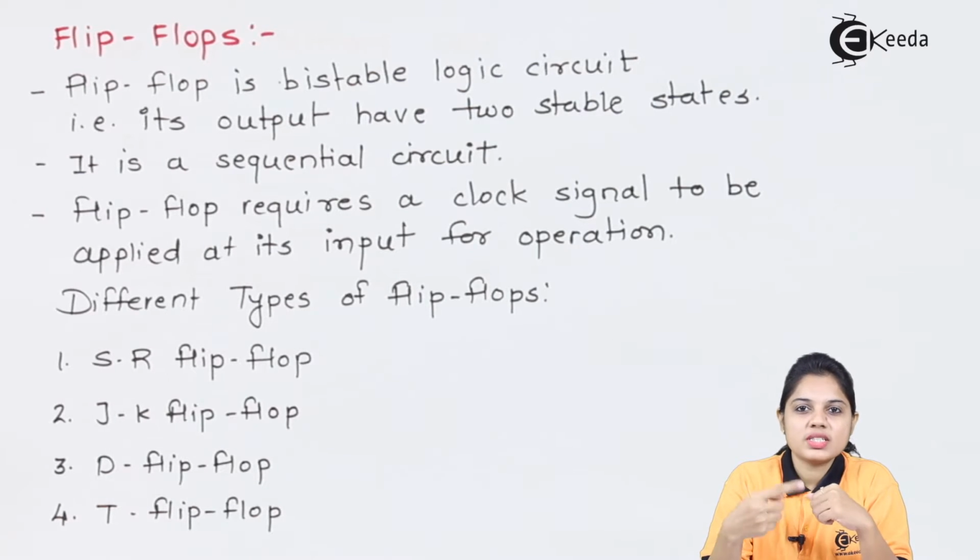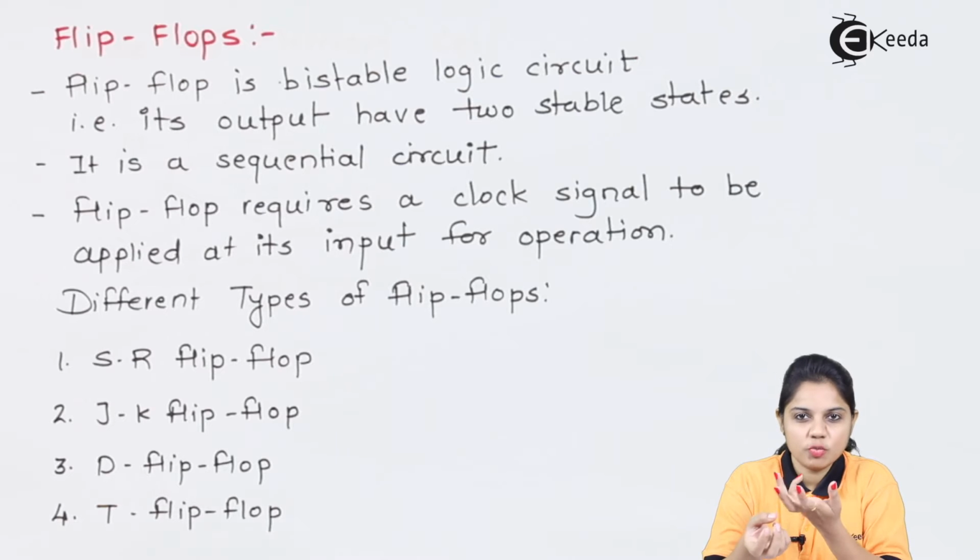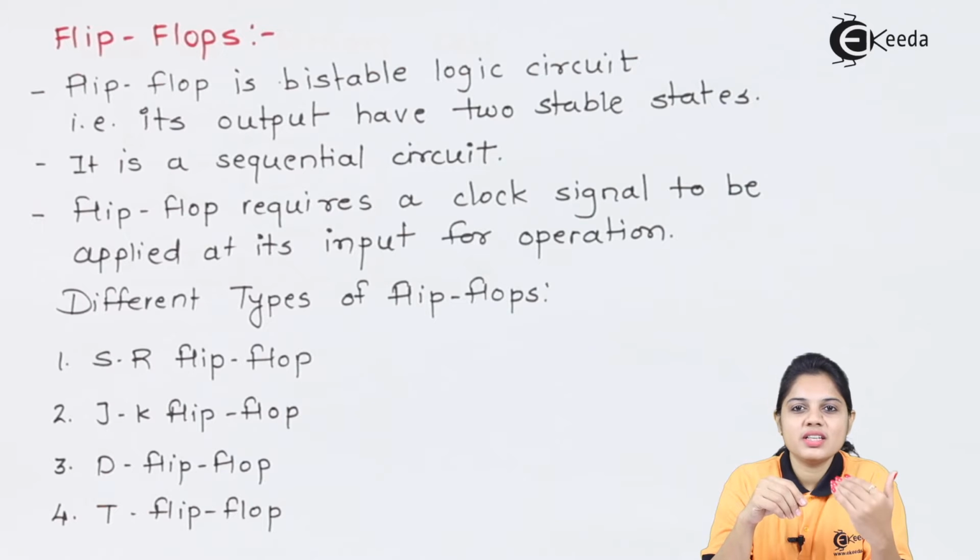But if the clock signal is applied along with the changes in the input, the clock should be present so that there will be a change in the output. So a change in output can occur only when there is a clock present and there is a change in the input. When the output changes according to the input while the clock signal is present, that particular system is called a synchronous system.